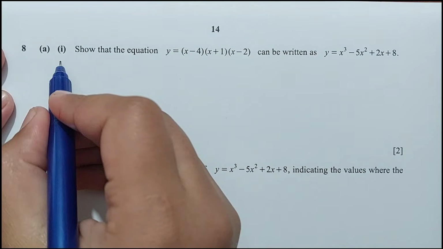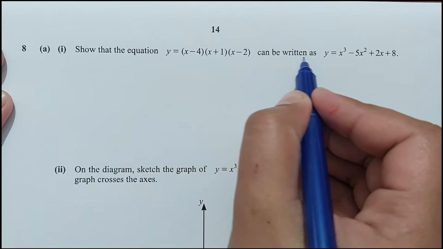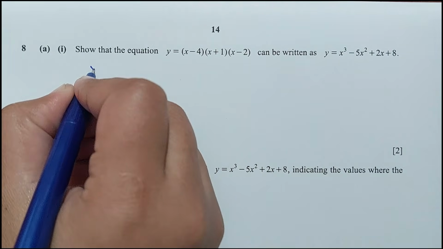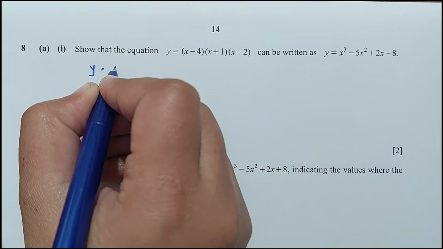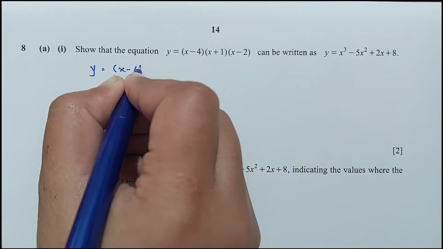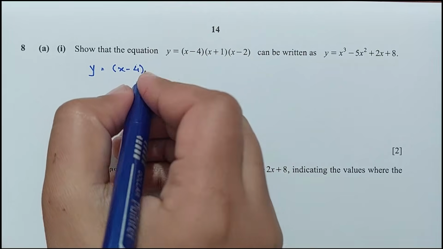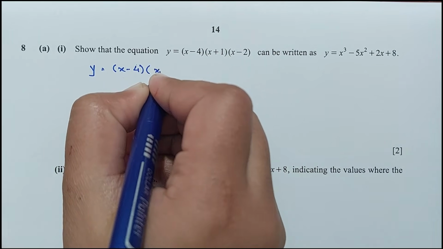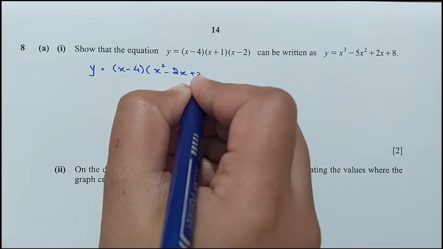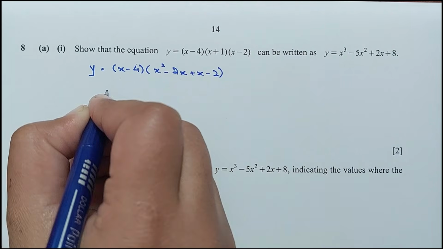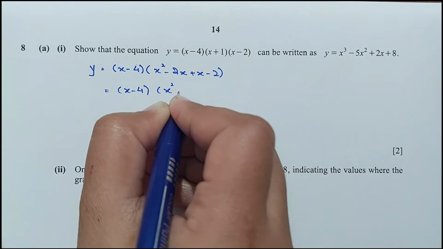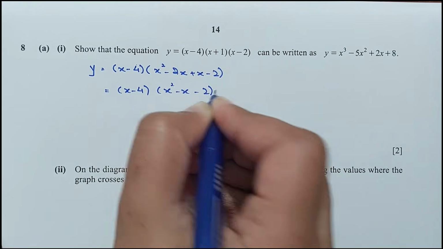Question number 8, part A, number 1, show that the equation can be written as this. It's a cubic polynomial, right? So let me use a distributive property here. Distribute x minus 4, let me keep x minus 4 as it is, and distribute x plus 1 and x minus 2. Okay, so this would be x square minus 2x plus x minus 2, which should be x square minus x minus 2, right?